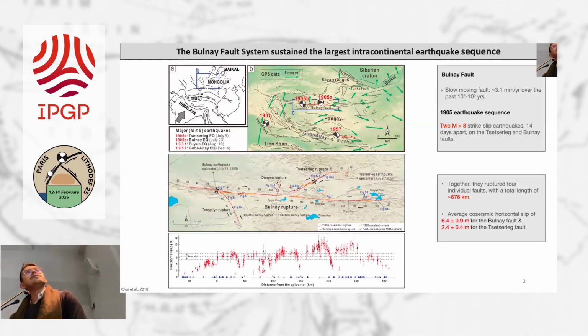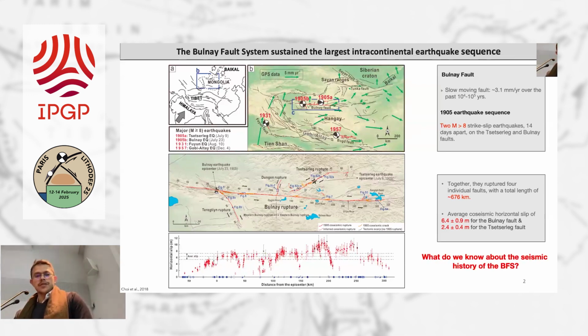So in 1905, there was a magnitude 8 earthquake occurring along the Sexer Lake fault here, and 14 days later, another magnitude 8 occurred along the Bulnay fault just here. And these earthquakes together ruptured about 676 kilometers. And at the bottom here, you have a coseismic slip distribution measured all along the fault. It shows an average slip of about 6.5 meters for the Bulnay fault and 2.5 meters for the Sexer Lake rupture. So the first question is, are those orphan earthquakes? Do they repeat in time?